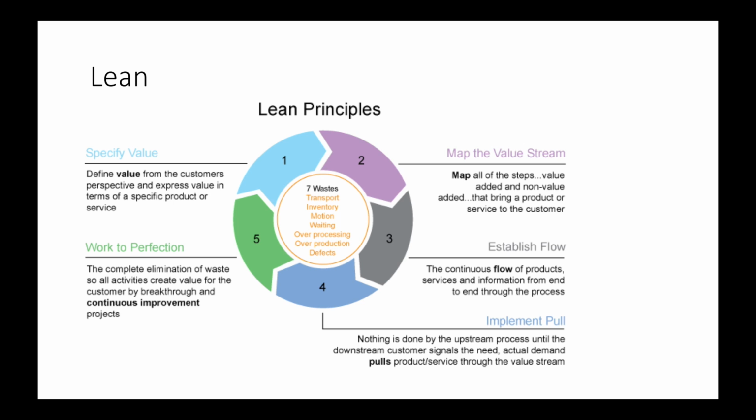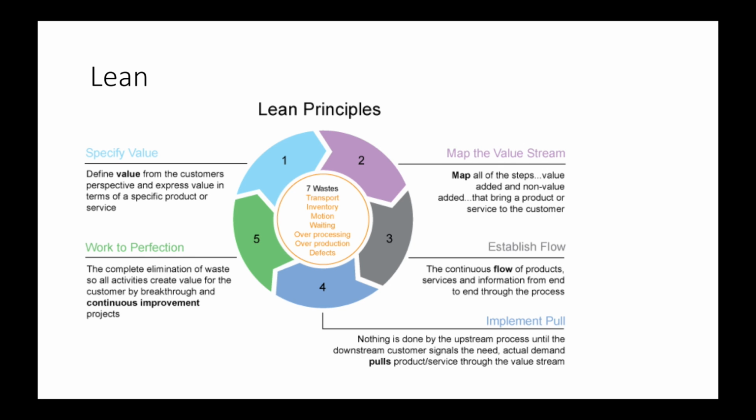The main Lean principles are, first, to specify the value in order to define the values from the customer's perspective, and express values in terms of a specific product or service. Secondly, we need to map all of the steps, see the value added and non-value added. This will bring a product or service to the customer.